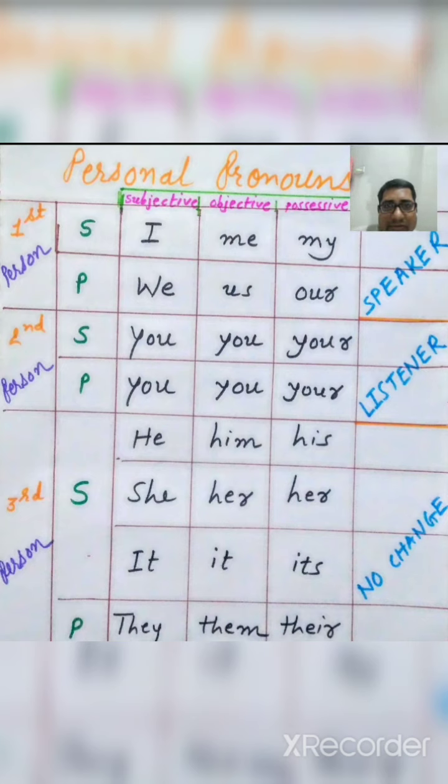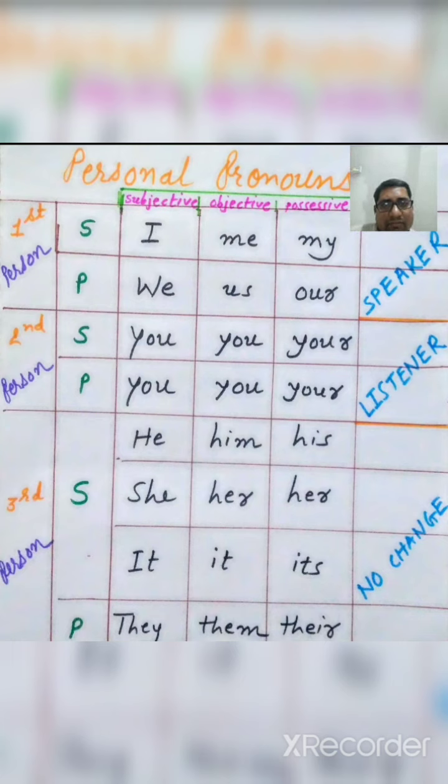Whole column is also known as subjective case. So I, we, you, he, she, it and they. These all the pronouns are very important to judge your verbs in a statement. Okay, so learn it.